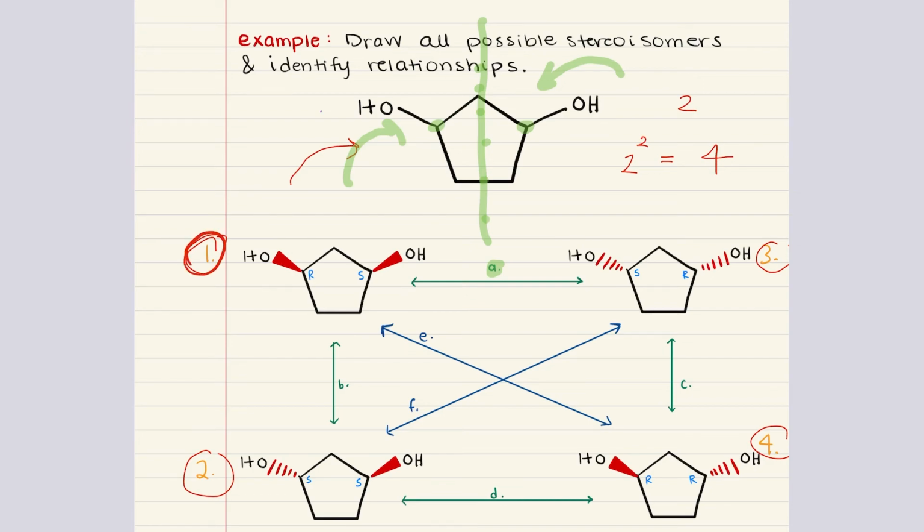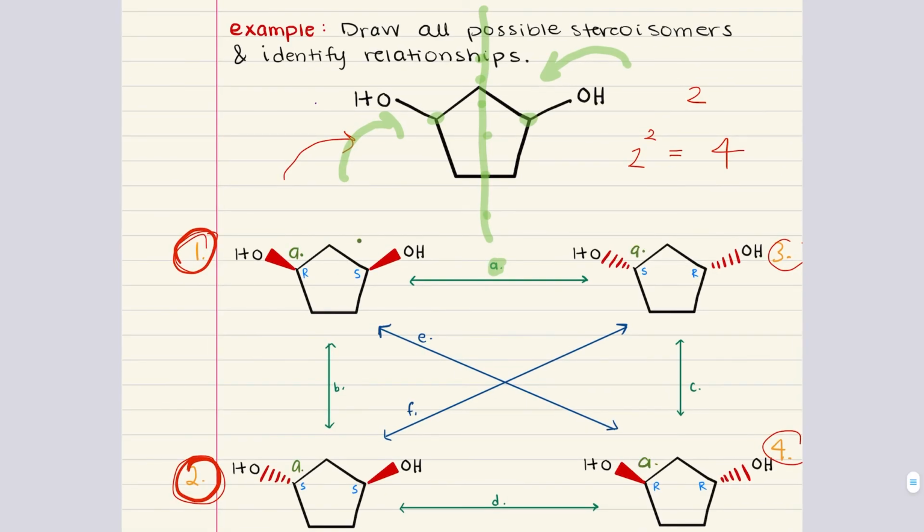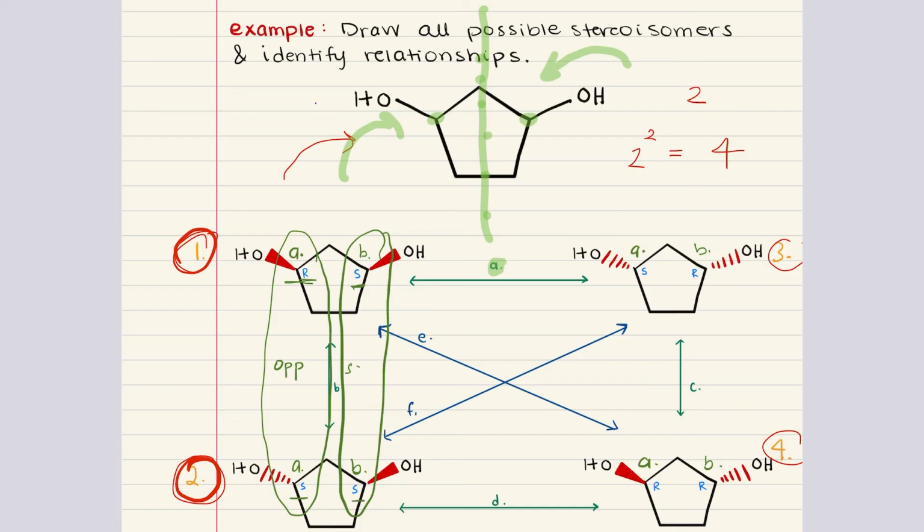We're going to start with comparing 1 and 2. The chiral center on the left is going to be noted as A, and the chiral center on the right side is going to be noted as B. When we're comparing 1 and 2, we're going to first compare chiral center A in both 1 and 2. In stereoisomer 1, it's R, and in stereoisomer 2, it's S. So they have opposite configurations at chiral center A. What about chiral center B? They have the same configuration. When you have one opposite and one same, this means you have a pair of diastereomers. So 1 and 2 are diastereomers.